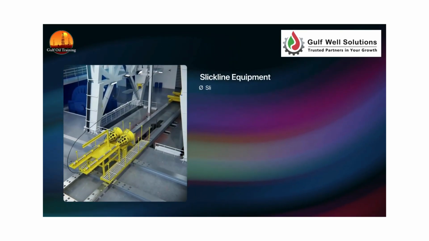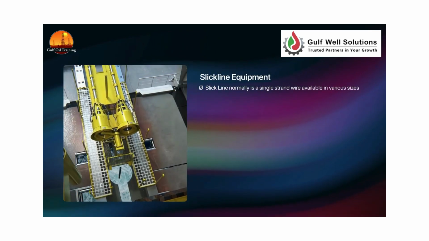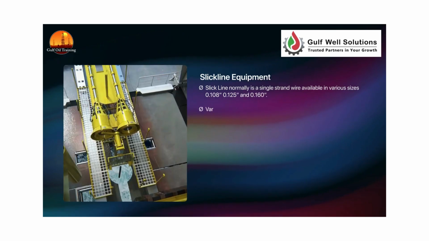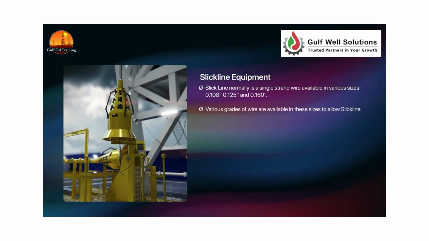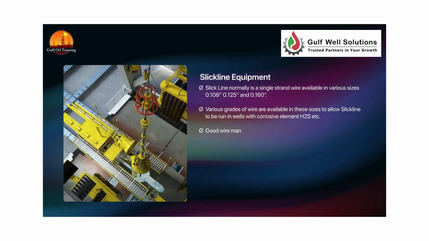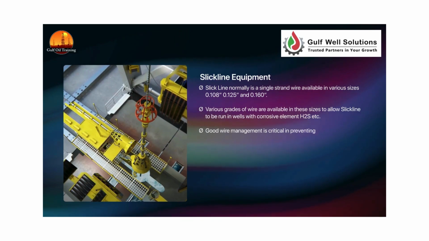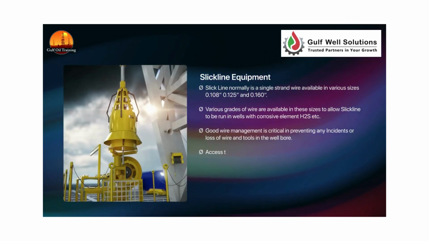Slickline equipment. Slickline normally is a single-strand wire available in various sizes: 0.108, 0.125 and 0.160. Various grades of wire are available in these sizes to allow slickline to be run in wells with corrosive elements such as H2S. Good wire management is critical in preventing any incidents or loss of wire and tools in the wellbore.